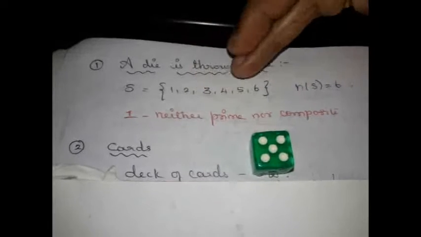What are all the prime numbers you have here? 2, 3, 5, where 2 is the only even prime number. And they may ask what is the probability of getting an odd number. Which are all odd numbers? 1, 3, 5. What is the probability of getting an even number? 2, 4, 6 are the even numbers.